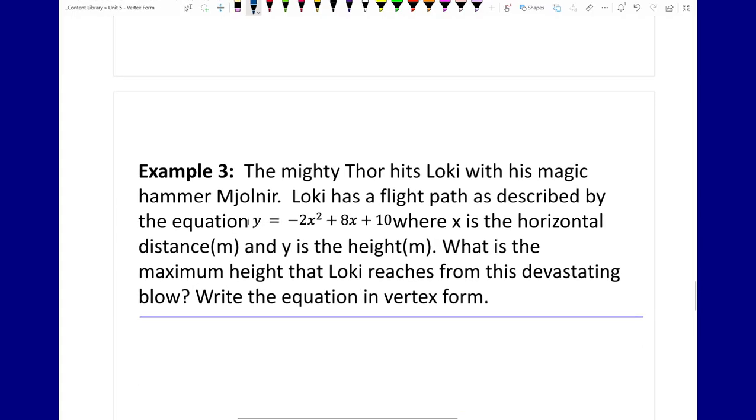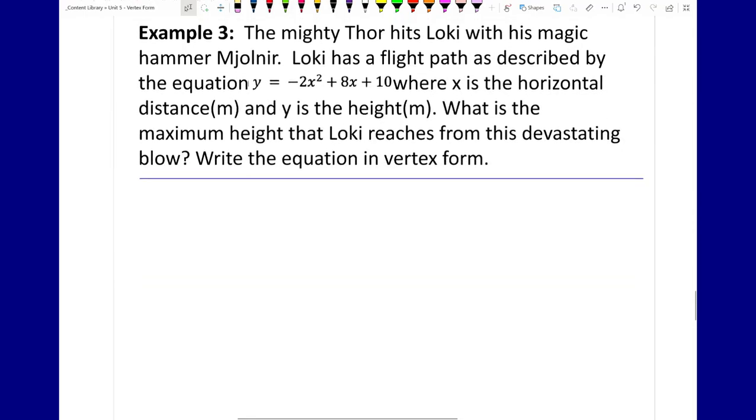The last question is something else that we might see. So the mighty Thor hits Loki with his magic hammer. Loki has a flight path as described by the equation y is equal to negative 2x squared plus 8x plus 10, where x is the horizontal distance in meters and y is the height in meters. What is the maximum height that Loki reaches from this hit?